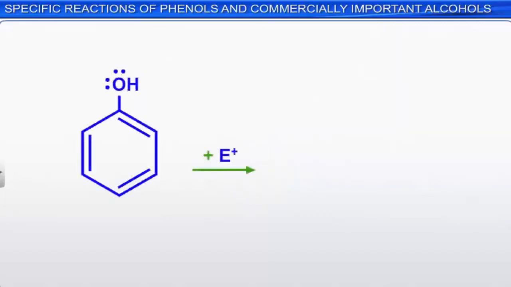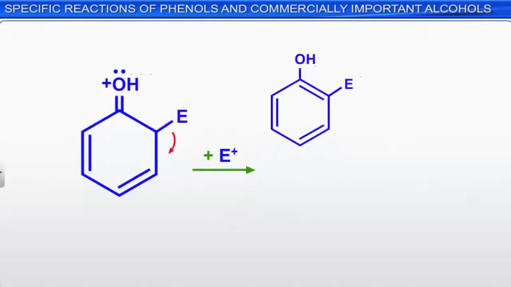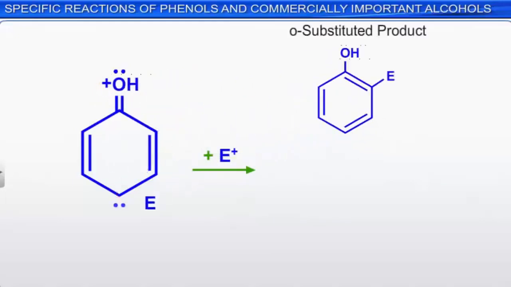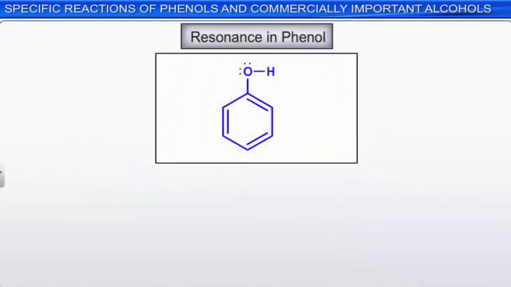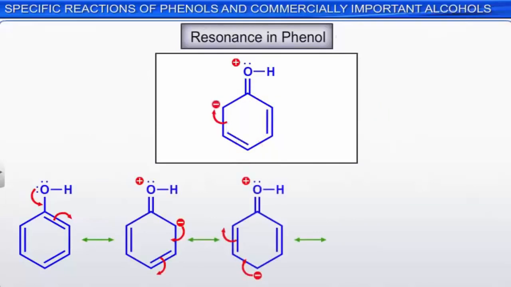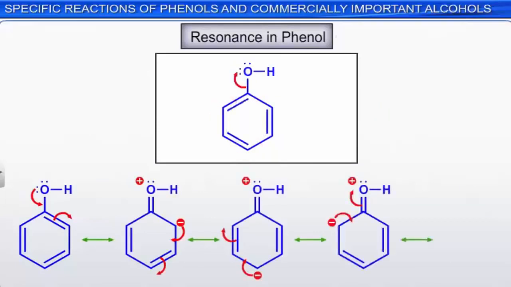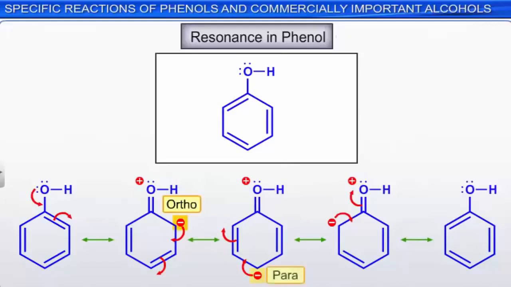The hydroxyl group of phenols tends to direct further substitutions of the aromatic ring to the ortho and para positions, that is, the 2 and 4 positions. The hydroxyl group is ortho-para directing because the resonance structures of phenols make the ortho and para positions electron-rich. Notice in the resonance structure shown that the ortho and para positions have extra electron density at those positions.